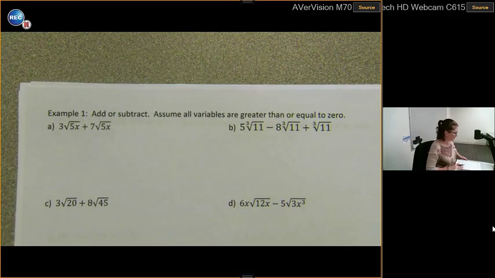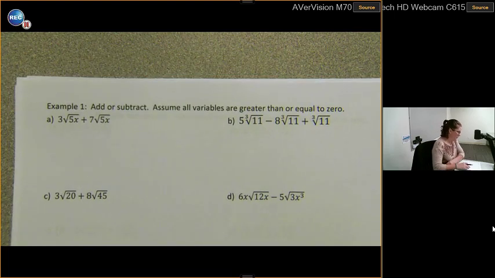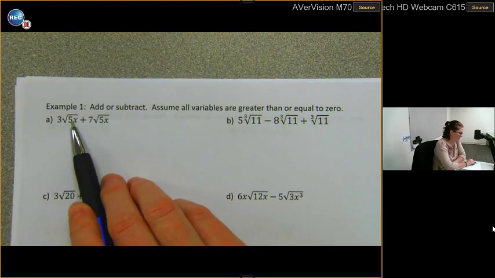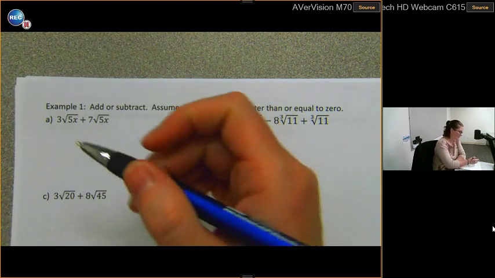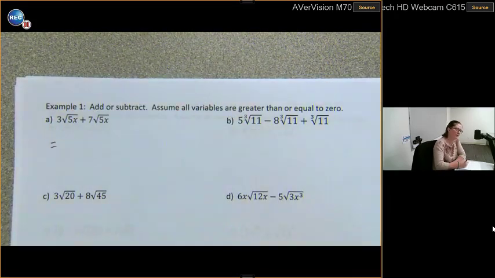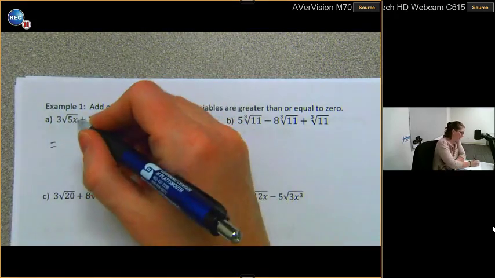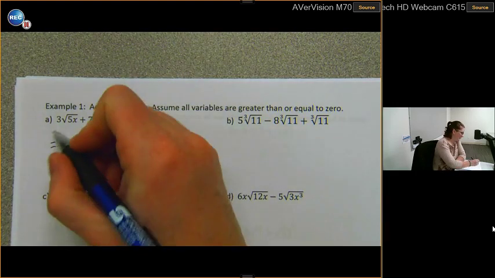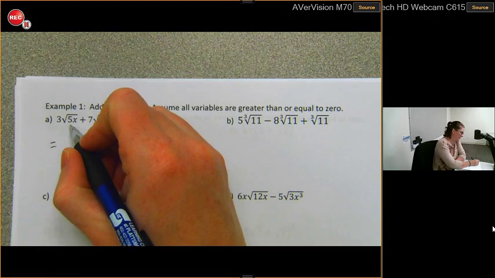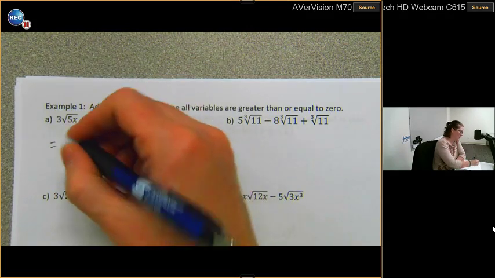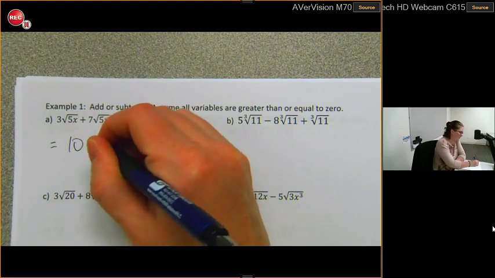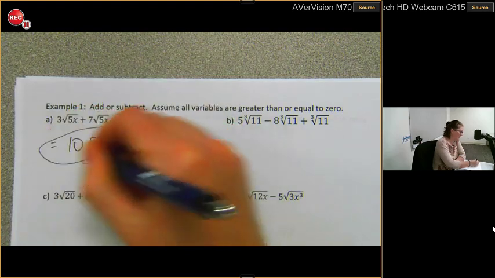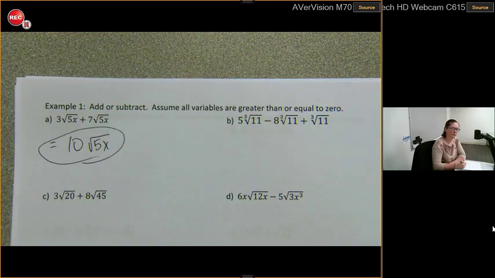On letter A, we do have like radicals. They're both square root of 5x. So just like any other variable, the radical value is not going to change when you combine them. So what you have is 3 square root of 5x's plus 7 square root of 5x's for a total of 10 square root of 5x's. So you do not change the value under the radical when you're adding or subtracting.